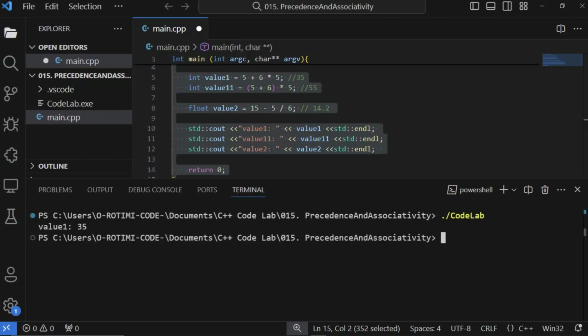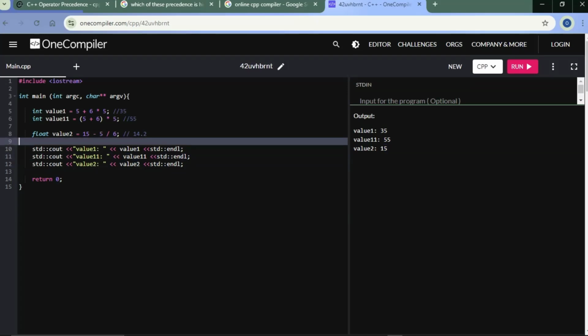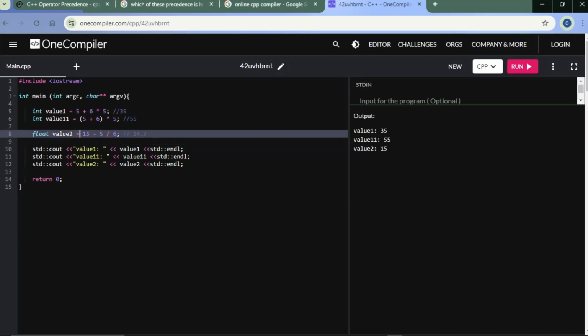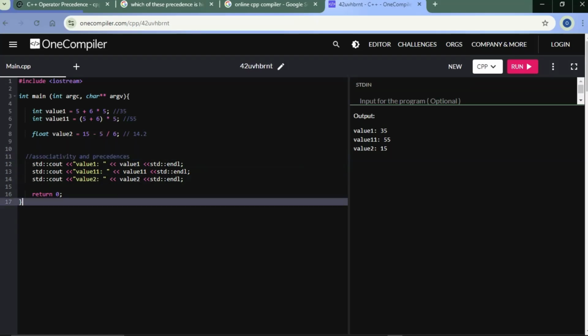Let me check this one here, and same thing. Something is wrong with my compiler, but I will sort that out. Let's focus and use this online compiler first. And I hope you understand what associativity and precedence mean.